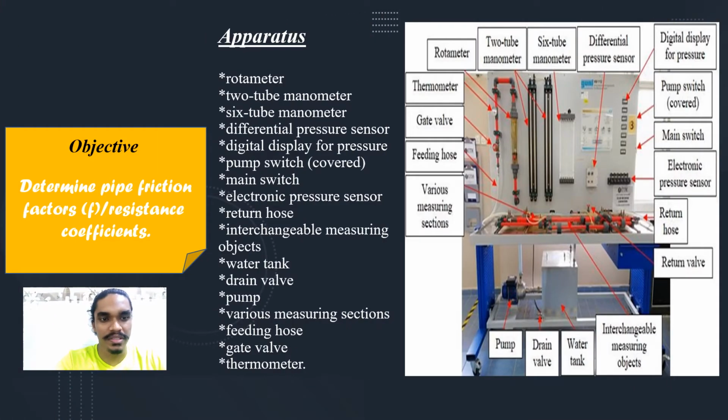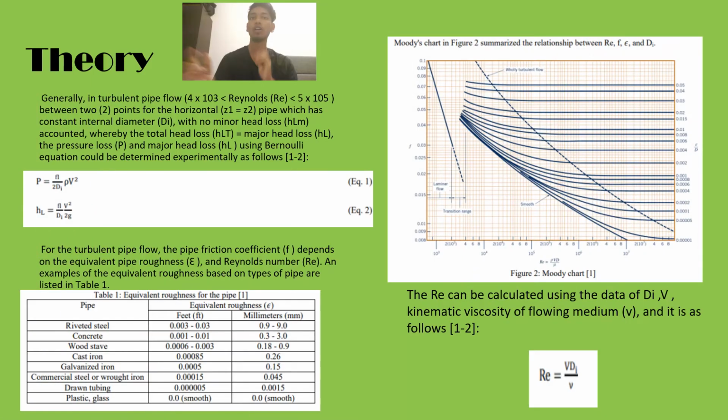The objective of this Experiment 3 is to determine the pipe friction factors, divided by the resistance coefficient, and the apparatus used for this experiment are rotameter, 2-tube manometer, 6-tube manometer, differential pressure sensor, digital display for pressure, pump switch, main switch, electronic pressure sensor, return hose, interchangeable measuring objects, water tank, drain valve, pump, various measuring sections, feeding hose, gate valve, and thermometer.